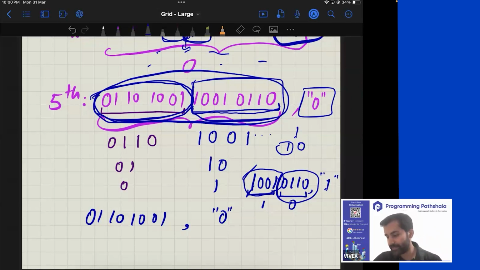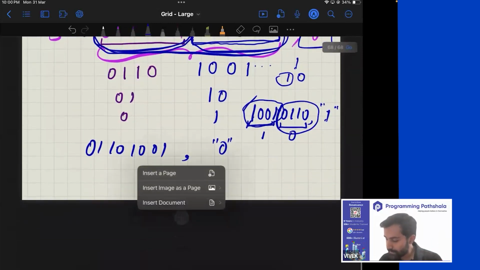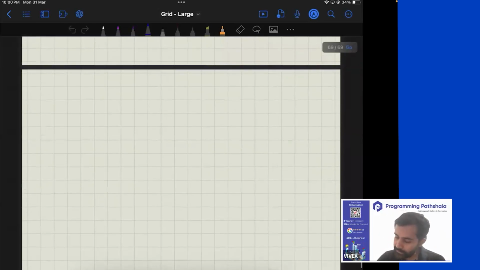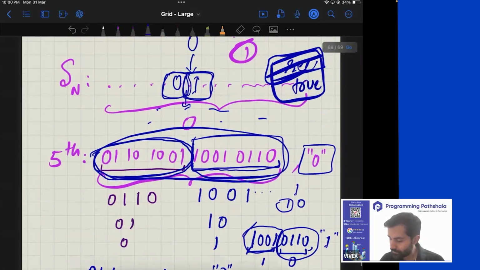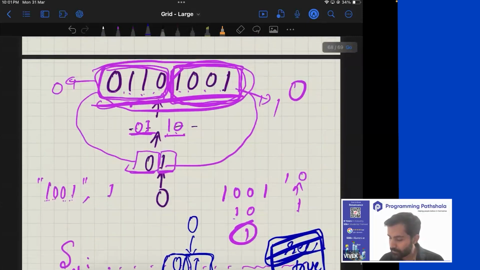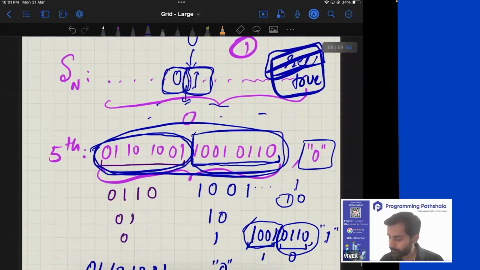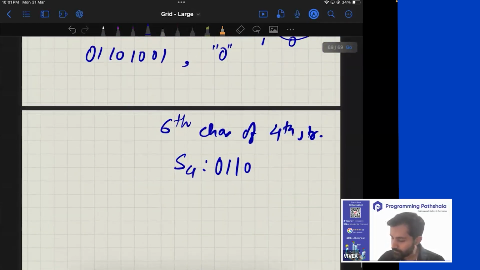If you use this beautiful idea, you will be able to solve this question pretty easily without even generating the string. Let me tell you how. Let's say somebody told you, hey, tell me the sixth character of the fourth string. So for our convenience, we will write the fourth string. How did the fourth string look like? Fourth string was this one, right? 0 1 1 0 1 0 0 1.